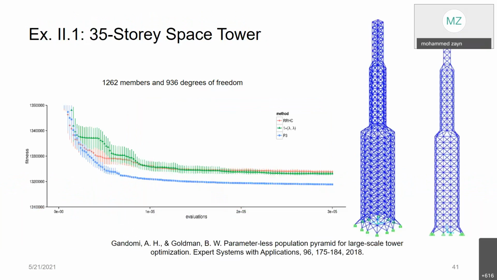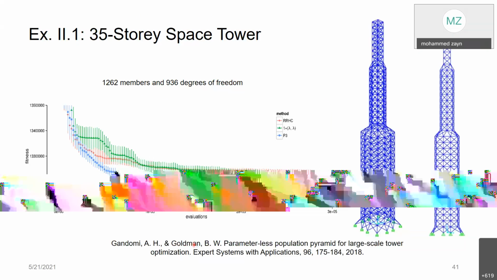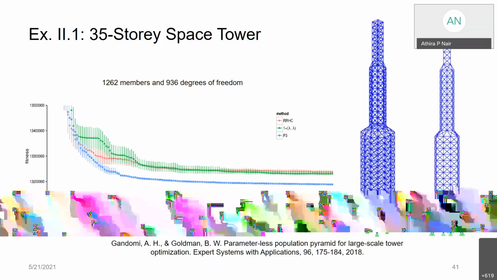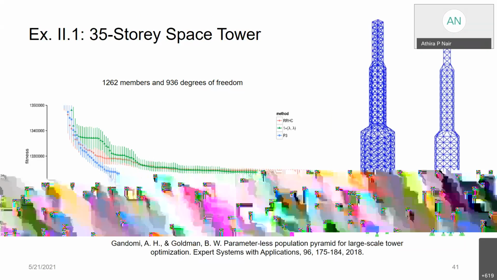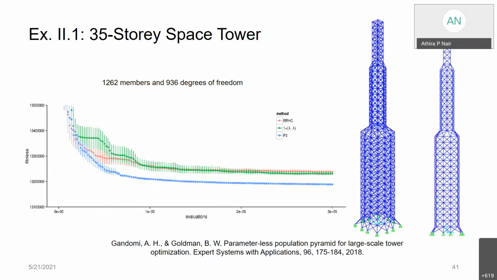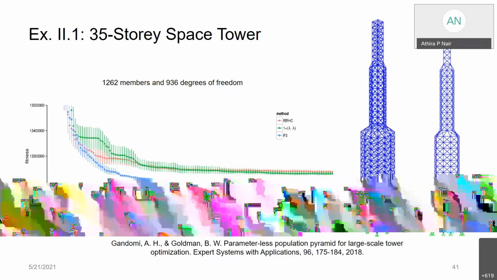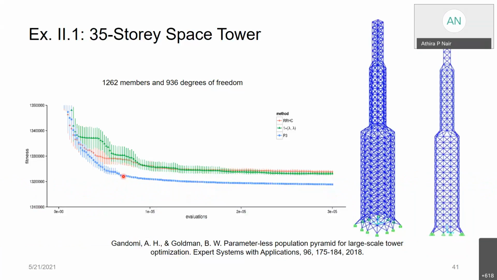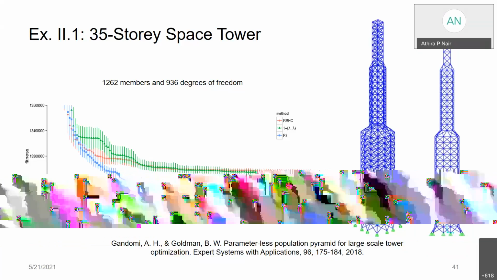For example, we used the P3 algorithm, which was proposed by Dr. Goldman, my colleague at Michigan State University. He's currently, I think, at Google. We applied this P3 algorithm to a very large-scale tower problem, a 35-story space tower. You can see the number of members or degrees of freedom was very high. We compared this algorithm with two state-of-the-art algorithms, and you can see how it can outperform these two algorithms.